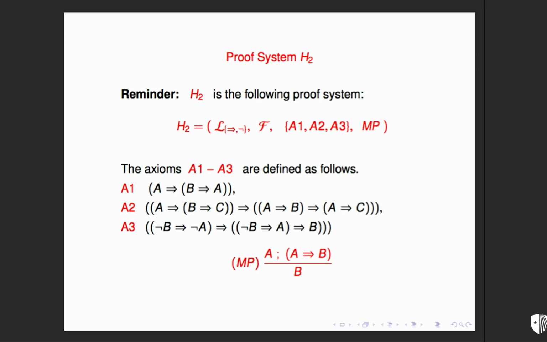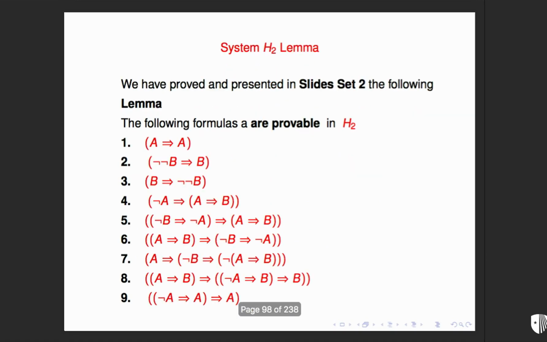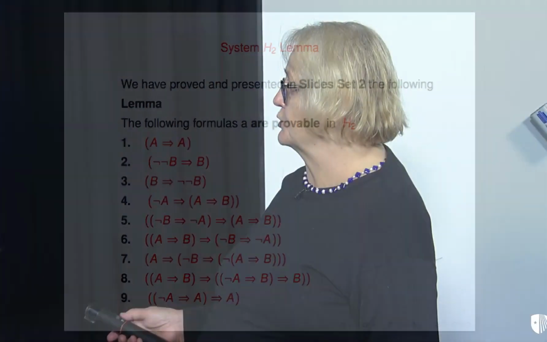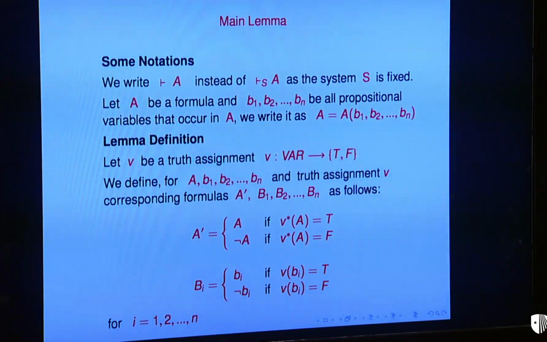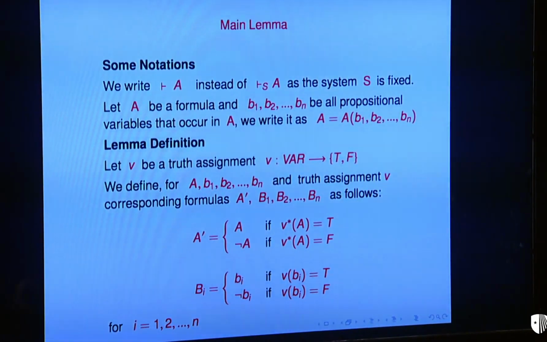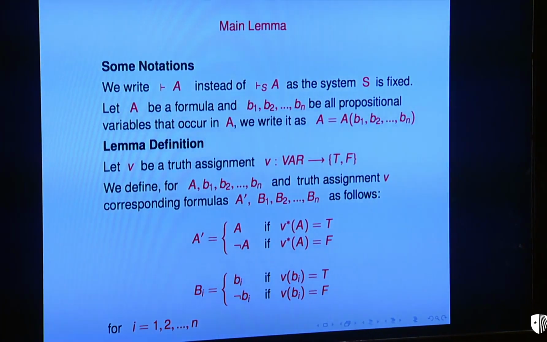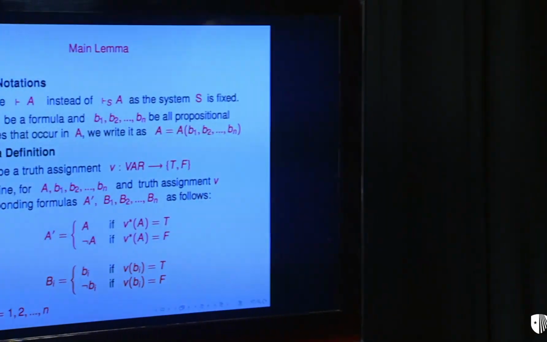And of course, that is our H2. So of course, we have the Soundness theorem, and we have all those formulas I repeated, provable in H2, which we will be using. And so to do the proof, we need some definitions and some notations. I'm going to write this definition on the blackboard because we will be using it.